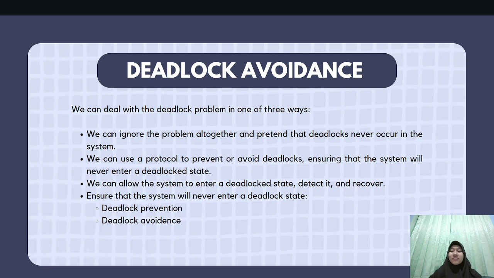The next one is deadlock avoidance. Like we have talked about before, we can deal with the deadlock problem in one of three ways. We can ignore the problem altogether and pretend that deadlocks never occur in the system, and so on, like before.